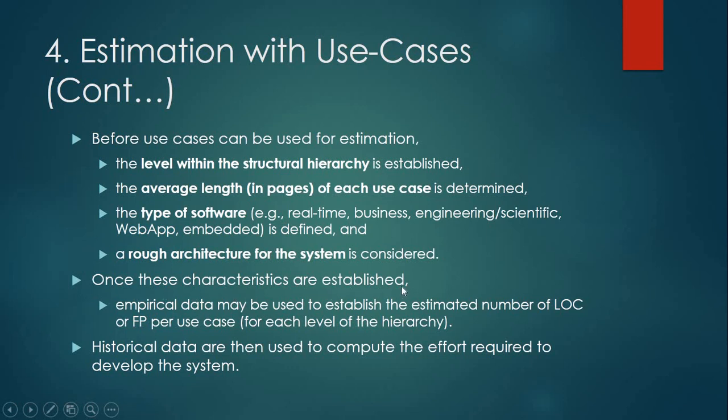Once these characteristics are established, empirical data may be used to establish the estimated number of LOC or FP per use case. If we have 3 or 4 functions in our project and we have made use cases for those functions, then we will calculate the LOC or FP for those use cases. Historical data are then used to compute the effort required to develop the system. If we have developed the same type of software in the past, then that historical data will be used to compute the effort required to develop a system.